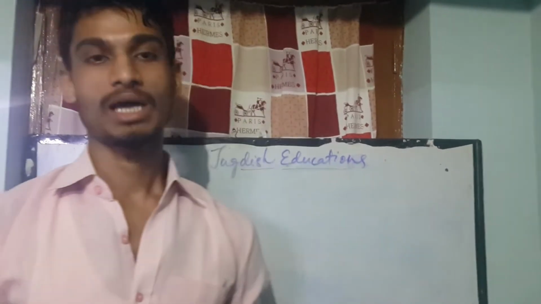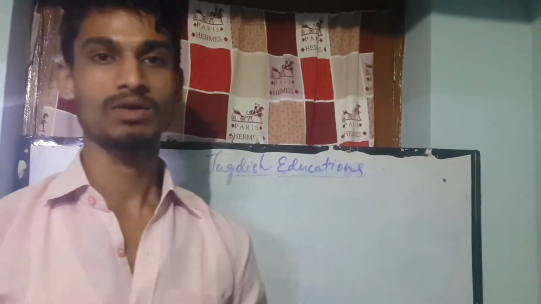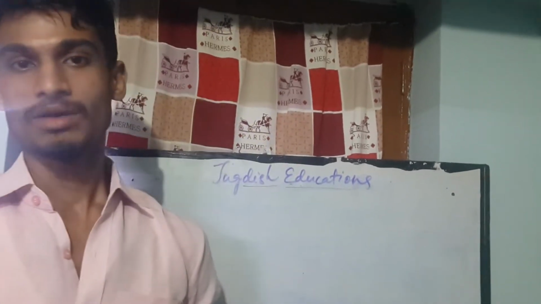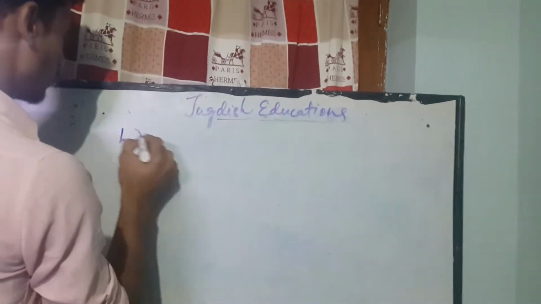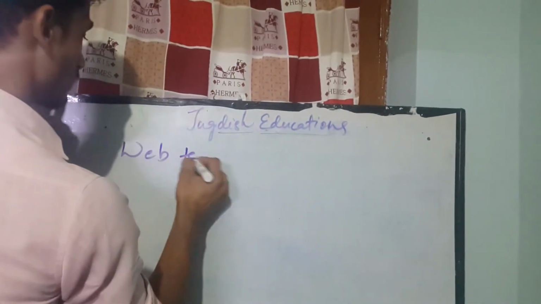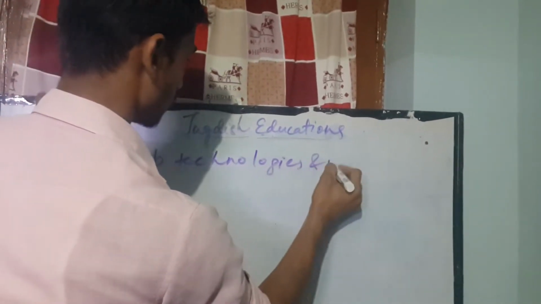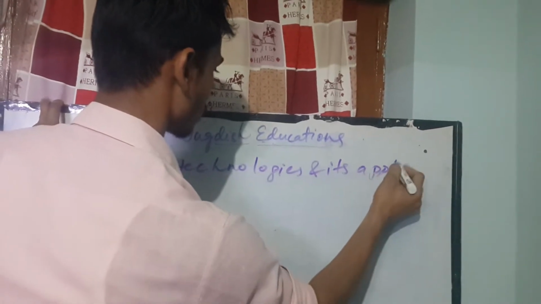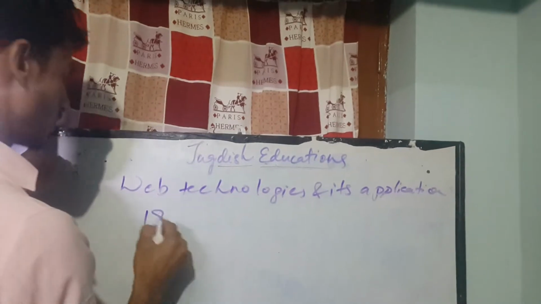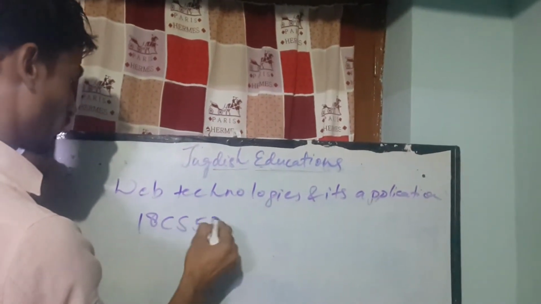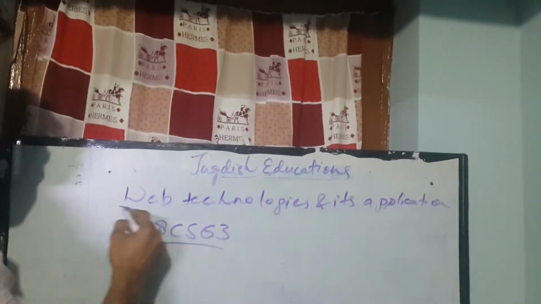So in today's session, I'll be starting a new concept, that is web technology and application. It's one of the subjects in 6th semester VTU Computer Science Engineering. The subject name is Web Technology and its Application, and the subject code is 18CS63.